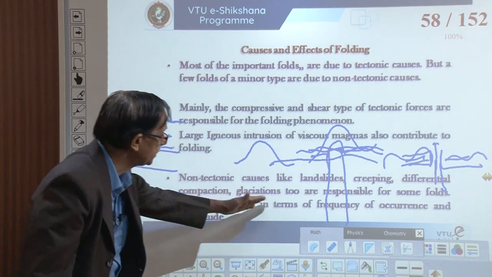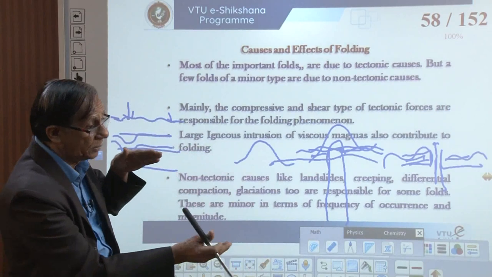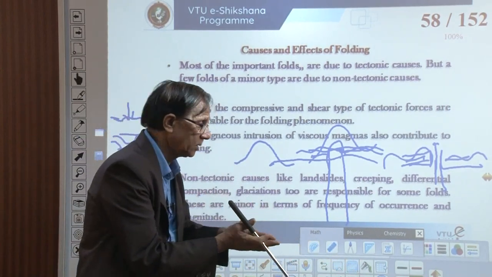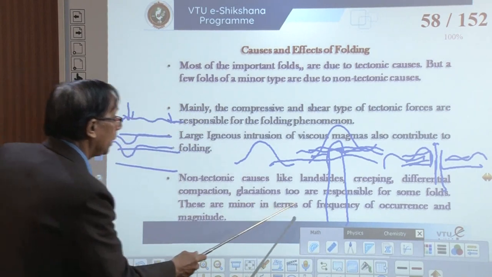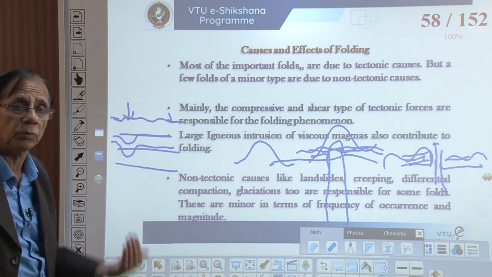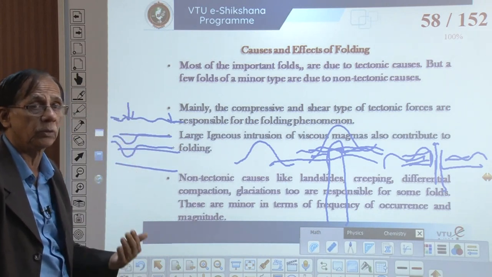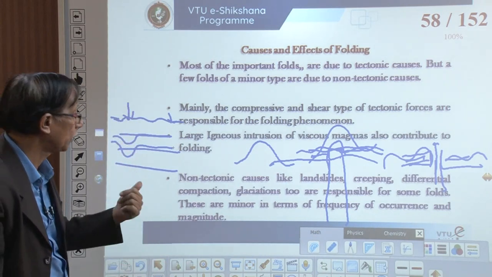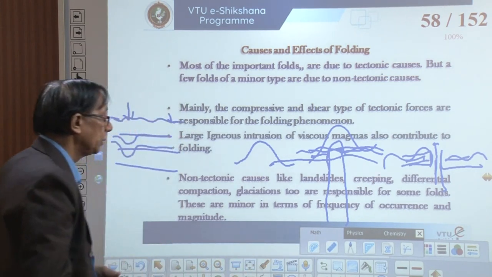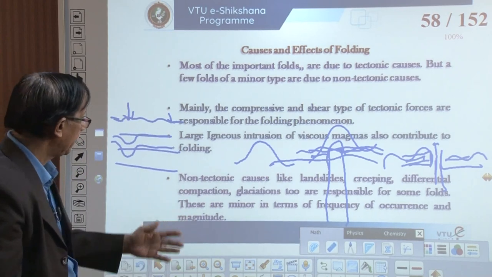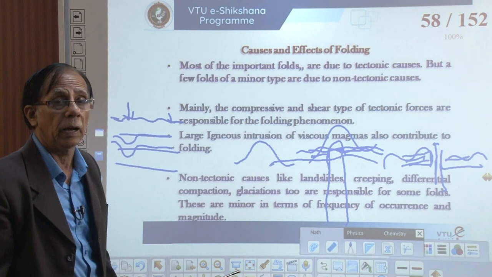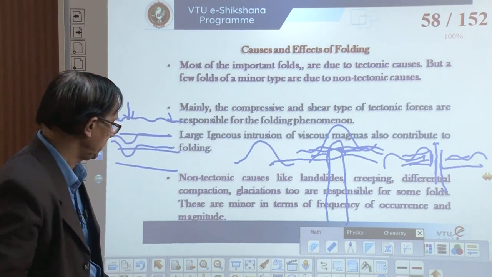And glaciation: when a huge mass of ice moves on the rock surface, stress and pressure develop, and they are also responsible, but this kind of force comes from the top, not from the depth. These are not called tectonic. They are non-tectonic. Although these are minor in terms of frequency and magnitude, they do occur locally, and we have to be very careful about their effect.